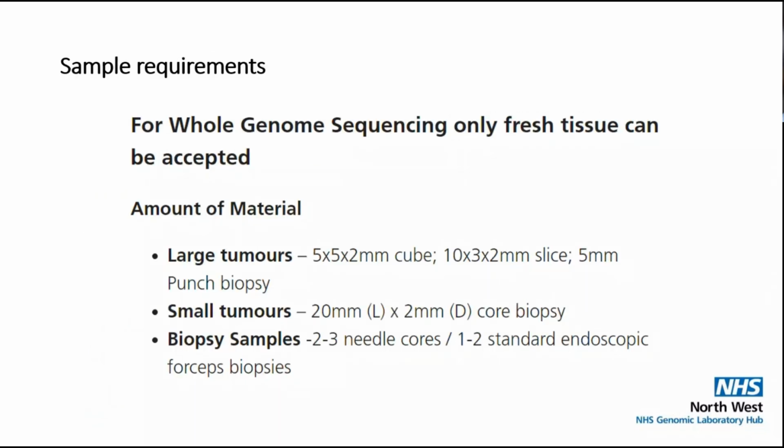We can only accept fresh tissue for whole genome sequencing. It's not possible to do it on formalin fixed material. There is some guidance on the volume of tissue that's required for whole genome sequencing, but generally we can get really good DNA extraction from really quite small amounts of tissue, so we're happy to try on anything.